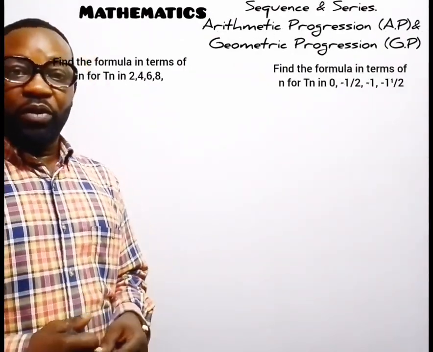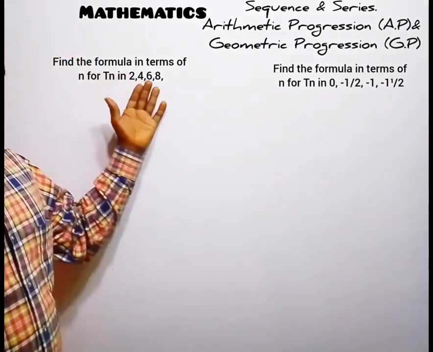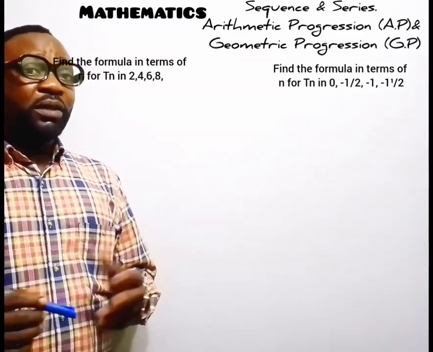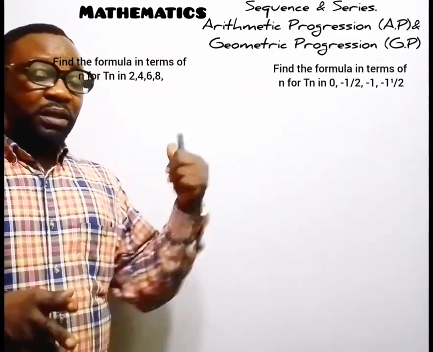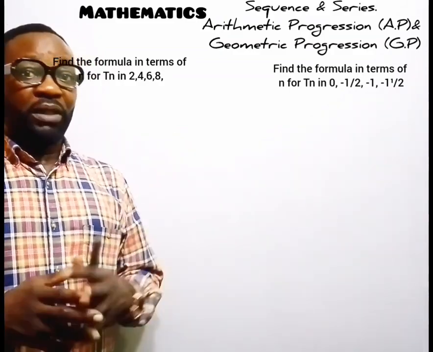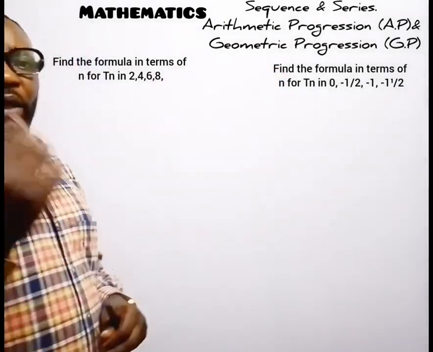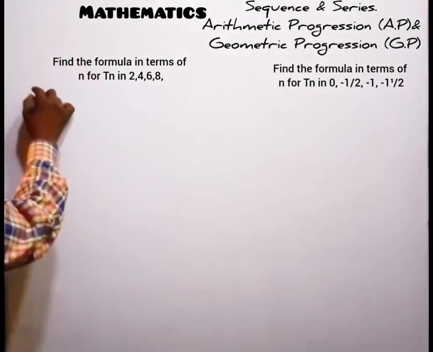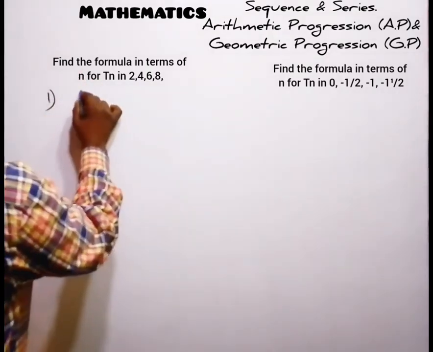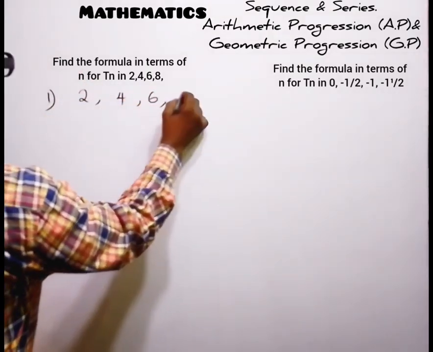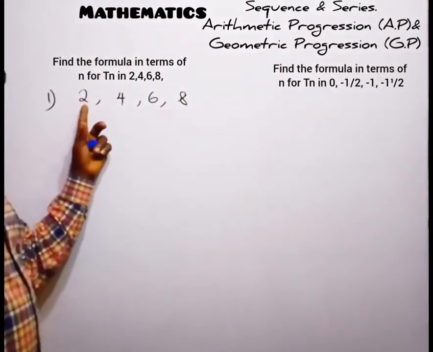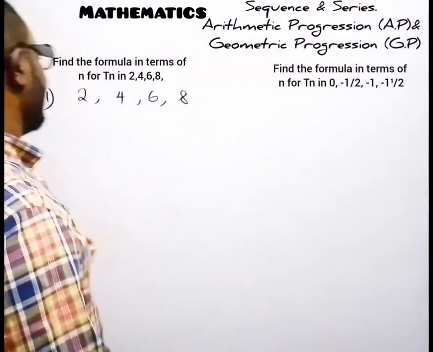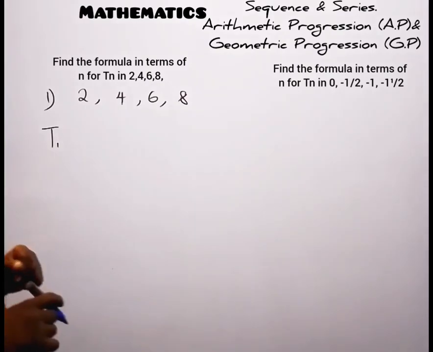Now, in the questions we've been doing so far, we are asked to provide the value of a particular term. But in this case, we are asked to provide the formula that gives the expression of the terms that we are given here. Let's look at how we are going to solve this kind of question. For the first question, number 1 here, we have the terms 2, 4, 6, 8. Those are the terms. This is the first term, the second term, the third term, and the fourth term.